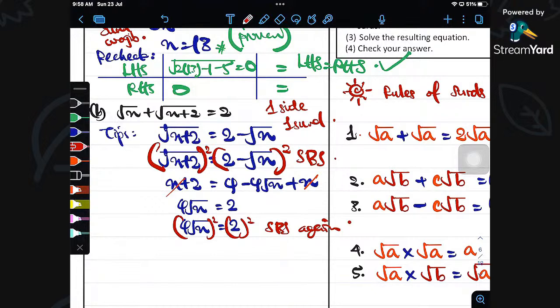Okay, square both sides again until the square root has disappeared. Okay, bila dia hilang, dia akan jadi 16x is equals to 4. Therefore, x is equals to 1 over 4.